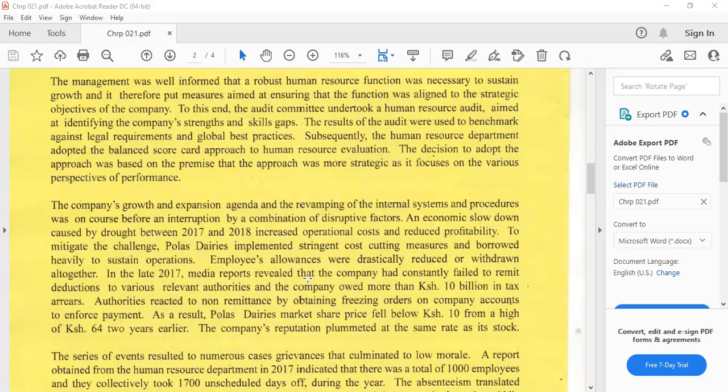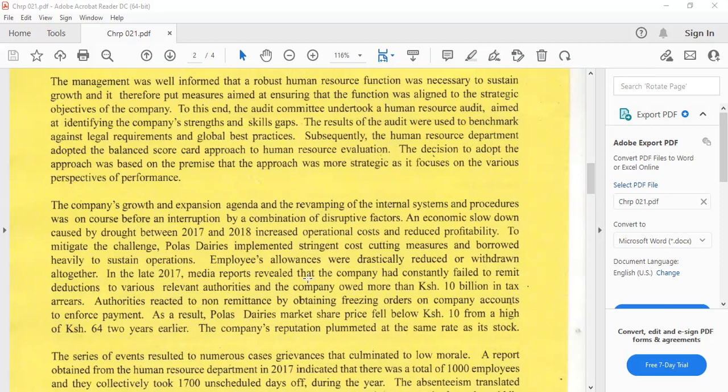perspectives of performance. The company's growth and expansion agenda and the revamping of the internal systems and procedures was on course before an interruption by a combination of disruptive factors. An economic slowdown caused by a drought between 2017 and 2018 increased operational costs and reduced profitability.